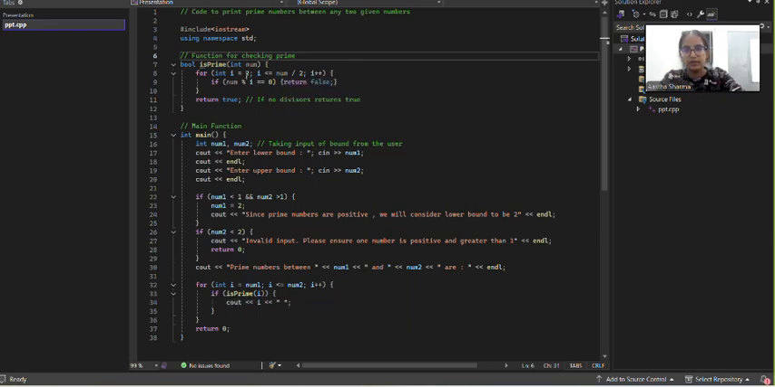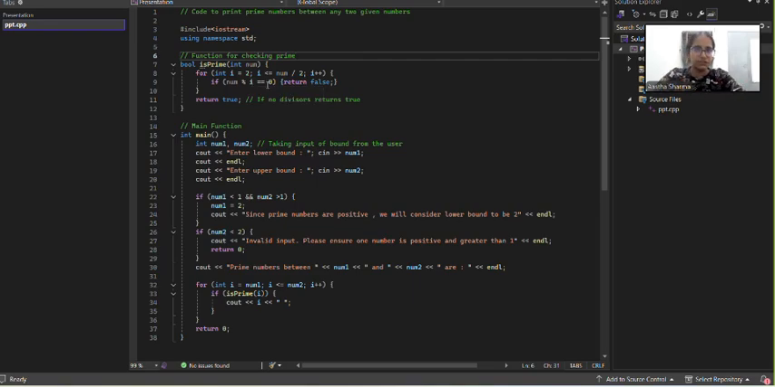This will go here. So here isPrime, num will be counted as 5. So num by 2 will be 2.5, but we will consider it as 2. So int i is equal to 2, i less than or equal to 2.5, and i plus plus. So if num modulo i, here num is 5 and i firstly is 2. The remainder of 5 when divided by 2 is not equal to 0.